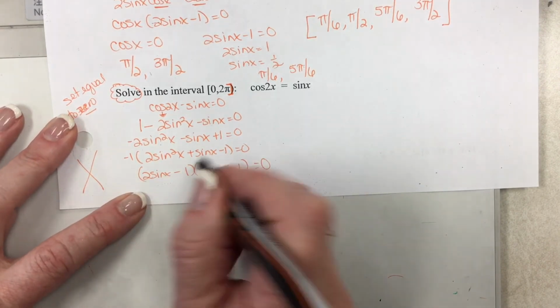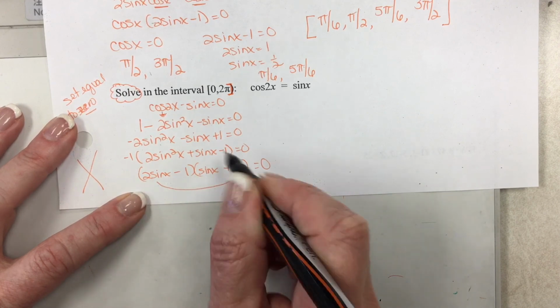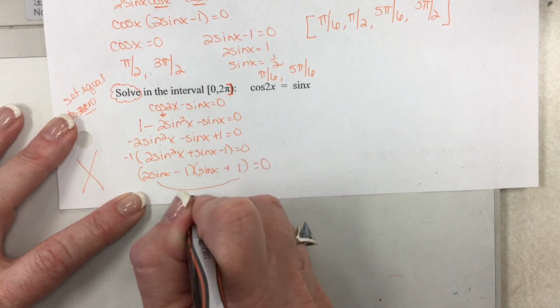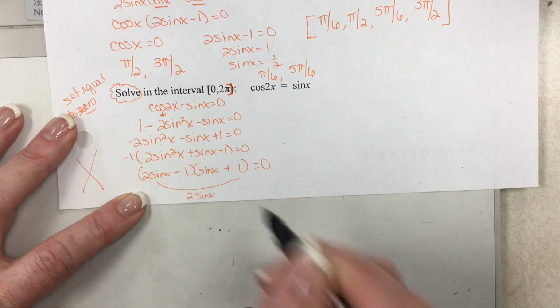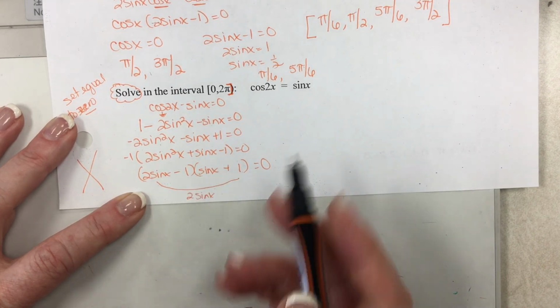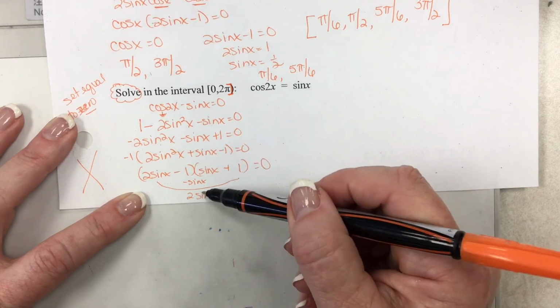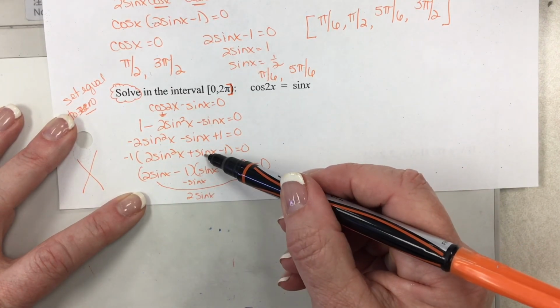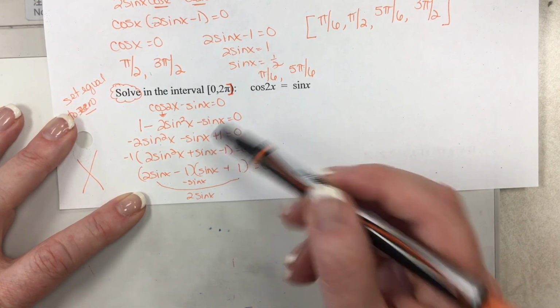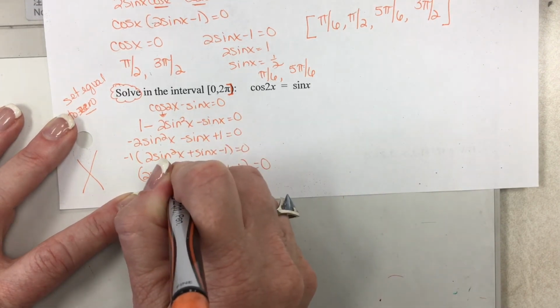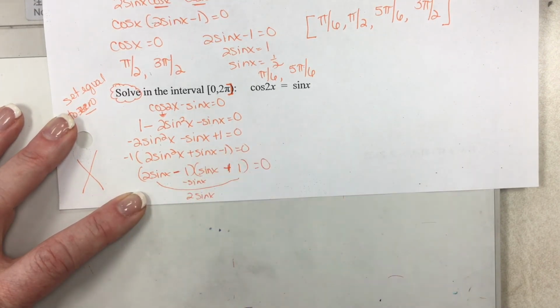So here is the way to check that. What's 2 sine x times 1? A positive 2 sine x. What's negative 1 times sine x? A negative sine x. Do those 2 add to give me that middle term? They do. Yeah. So I'm good to go. So I'm going to make that solid. That's a negative, and that is a positive.